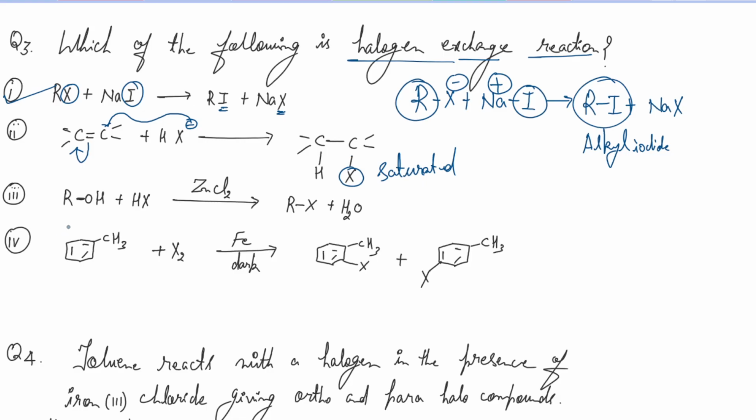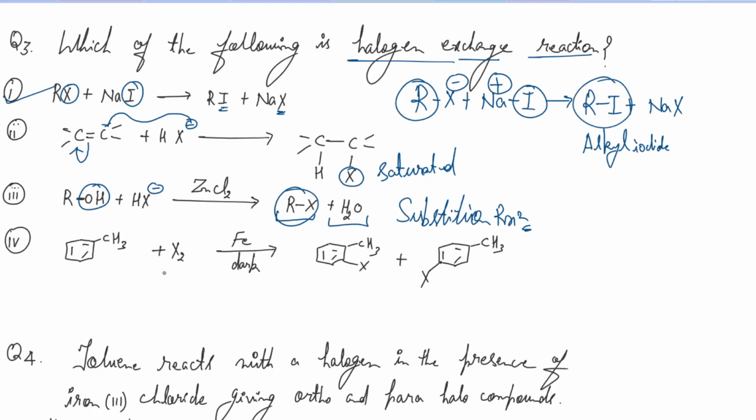Now if you see the third one, here we have this alcohol and this is the halide, okay. So what kind of reaction is there? RX formation has taken place and the water is eliminated, right. So this is alkyl halide formation, okay. Here there is a substitution reaction, because the halide is substituting, okay.